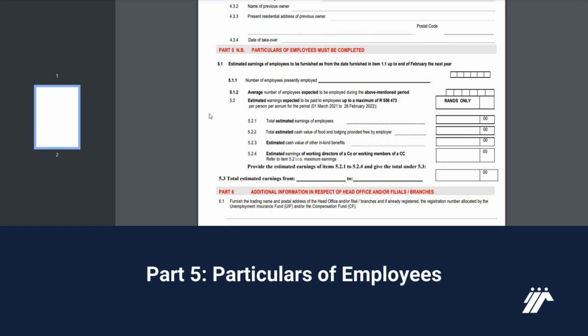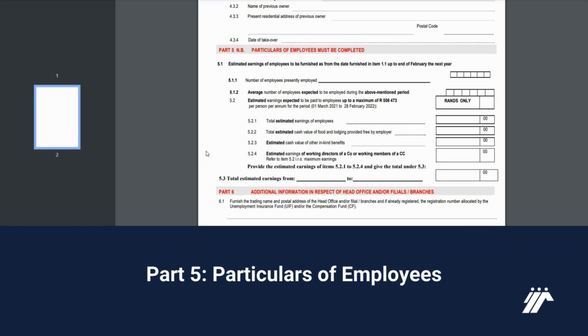That is the total earnings of all the employees that they have from the 1st of March to the 28th, or 29th, of February, depending on the year. So that is the total amount. When we talk about the estimated salaries for each and every employee, that is going to be covered in the return of earnings that we are going to cover at a later stage.